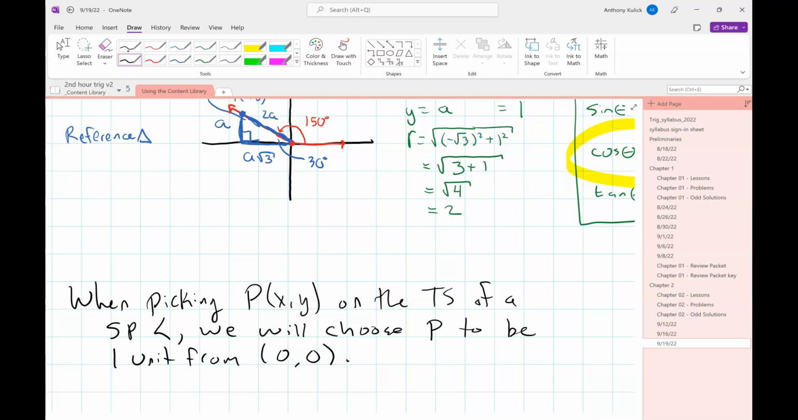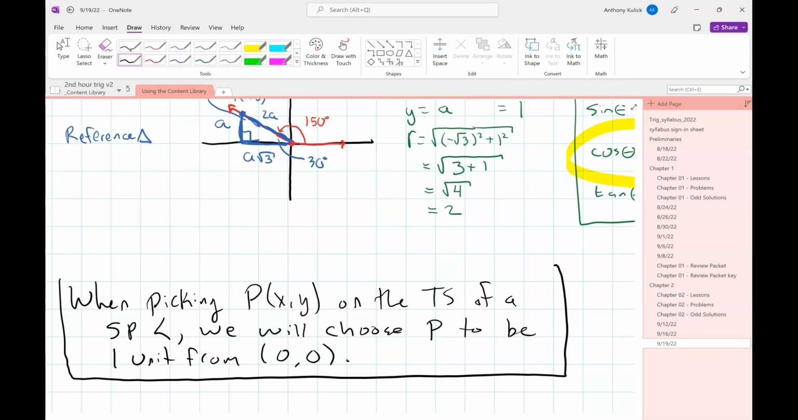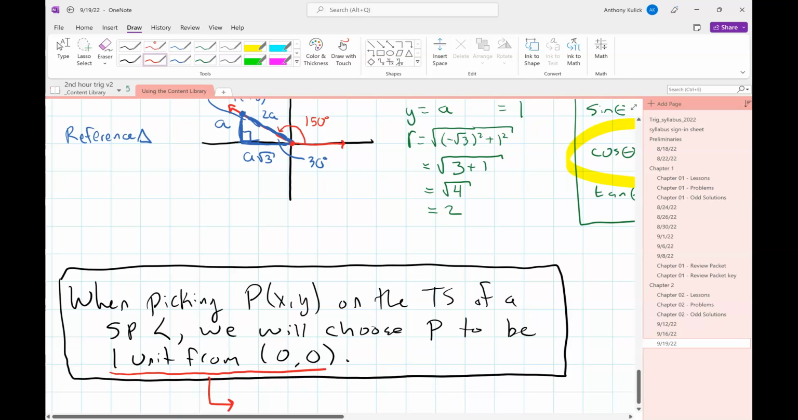So, here's the modification we're going to make to this process. From now on, when picking our point (x, y) on the terminal side of a standard position angle, we're going to choose that P so that it's always 1 unit from the origin. What is that really saying? That the P is always 1 unit from the origin?